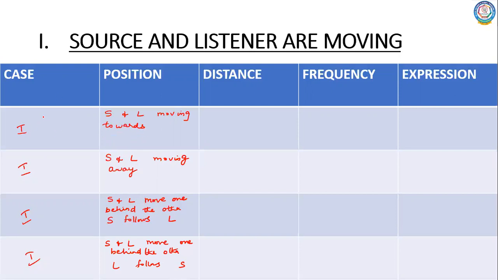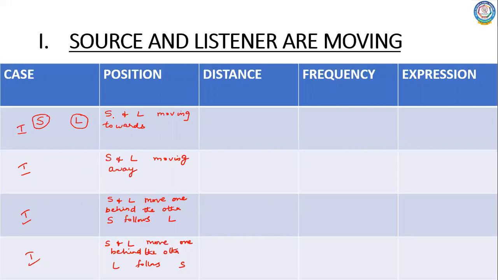So let me draw here. Now let this be the source and here listener. Now you have to remember certain things when you study Doppler effect. Whenever I write source and listener, source is always on the left side and listener is always on the right side. So let me represent the position of the source and listener through arrows.